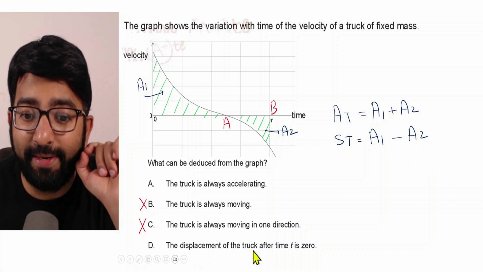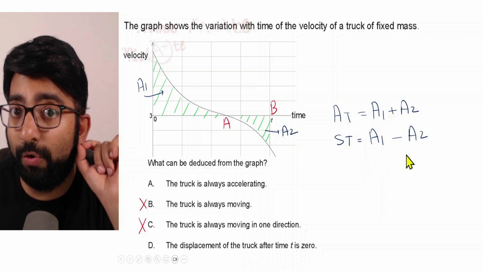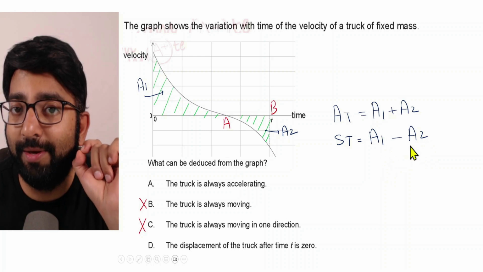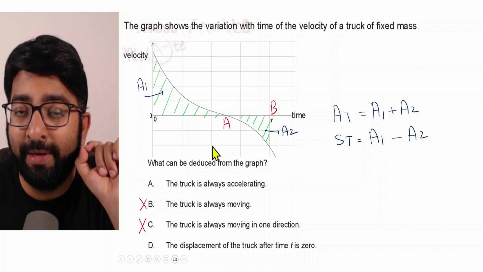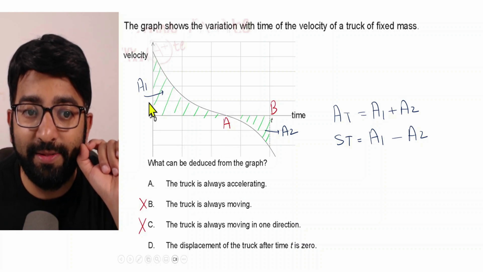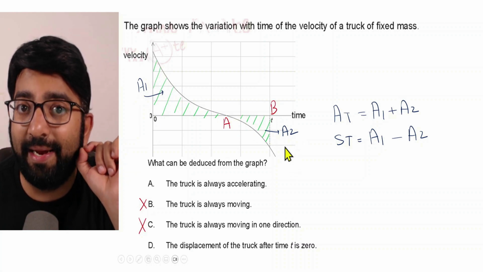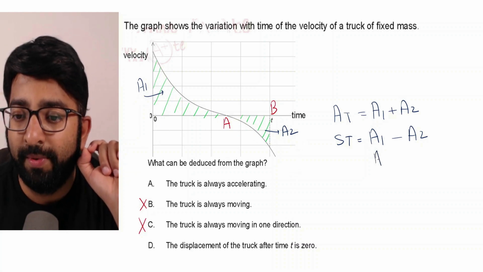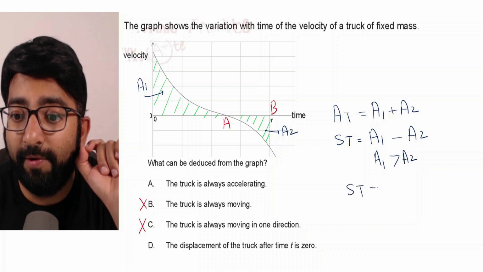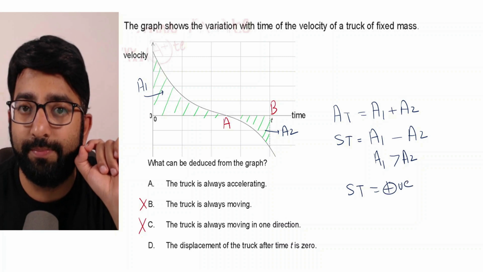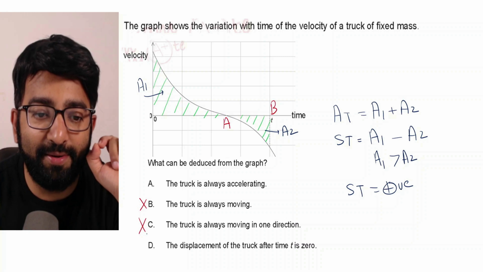Now, statement D says that the total displacement is 0. For the total displacement to be 0, A1 and A2 should be equal. Now, in the graph, we need to check: is it possible that A1 and A2 are equal? Just from the looks, you can see this region has a greater area than this region. So A1 is greater than A2. Let me write it down. A1 is greater than A2, which means that the total displacement will be positive. It will be greater than 0. And that is why statement D, that the total displacement is 0, is incorrect.